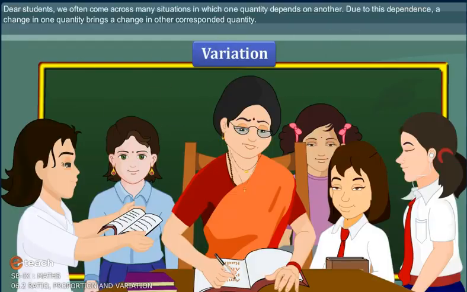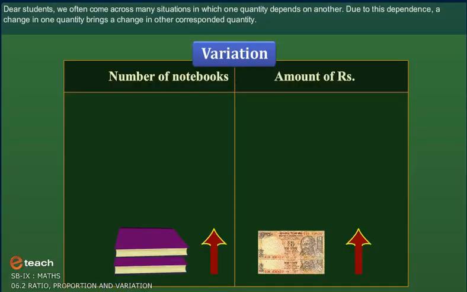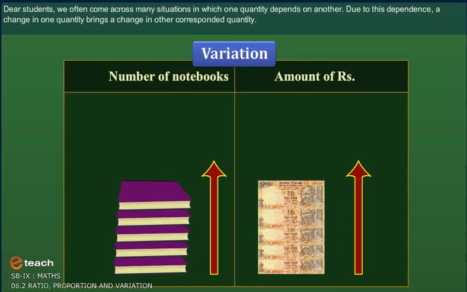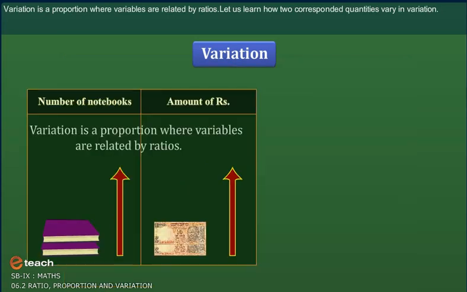Variation. Dear students, we often come across many situations in which one quantity depends on another. Due to this dependence, a change in one quantity brings a change in another correspondent quantity. Variation is a proportion where variables are related by ratios. Let us learn how two correspondent quantities vary in variation.